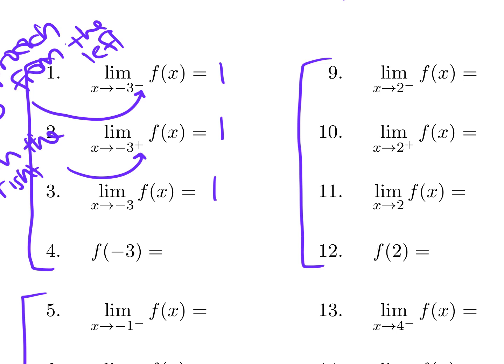f of -3 refers specifically to the closed dot at -3. Is there a closed dot at -3? No. Therefore, what do we say? You can put DNE, but the most proper notation for the f of is undefined. We use DNE for limits. We use undefined for f ofs.